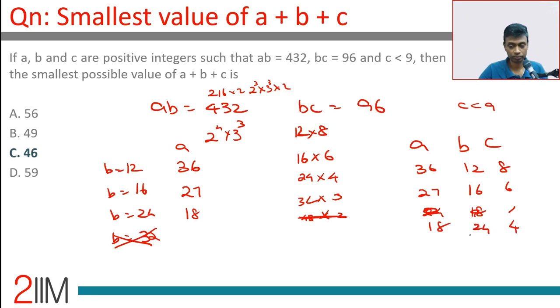This is minus 9 plus 4 minus 2. So this is better. Just comparing. Minus 9 plus 8 minus 2. This will be better. 27 plus 16 plus 6 is 22. 22 plus 27 is 49. 28 plus 18 is 46. 46 is better.